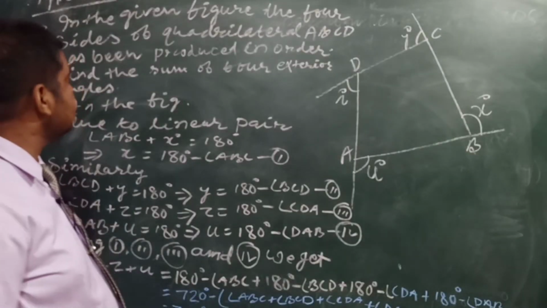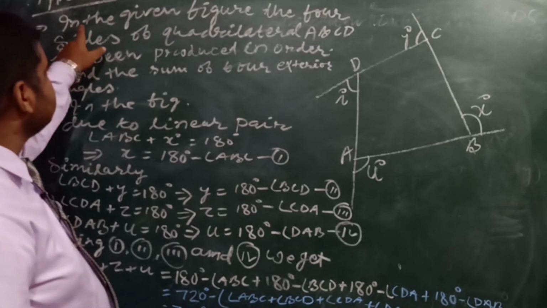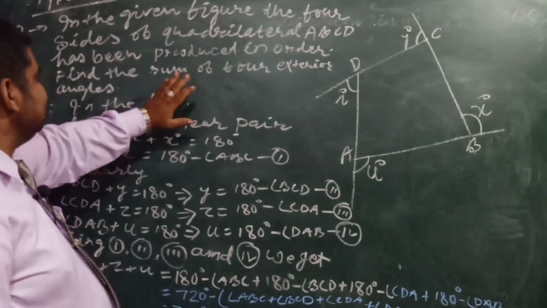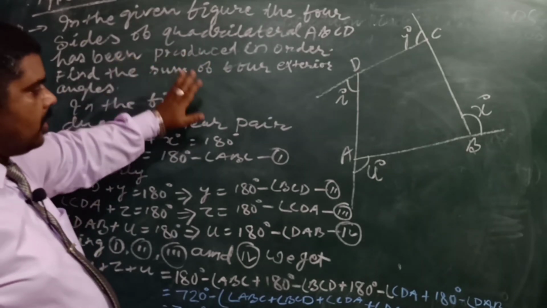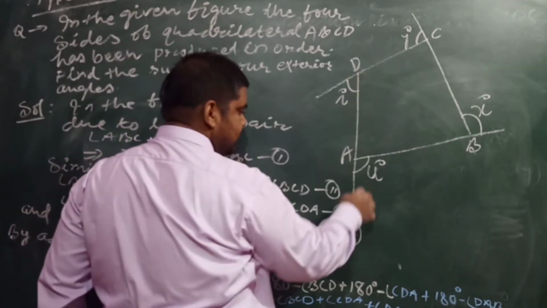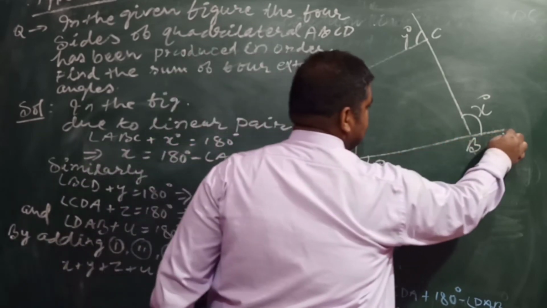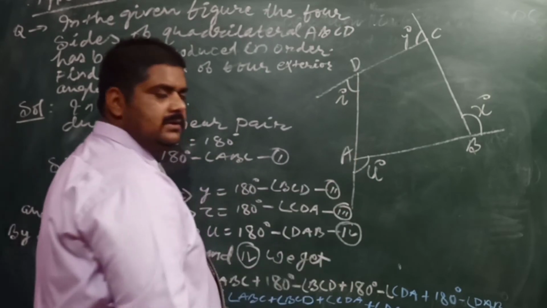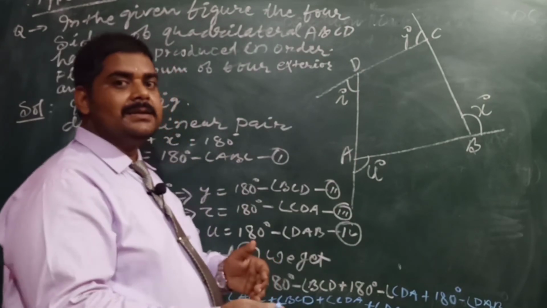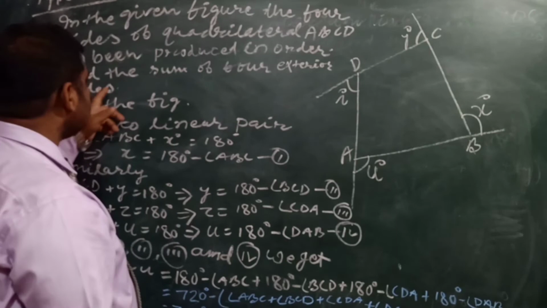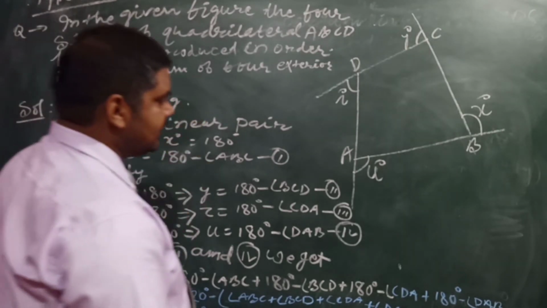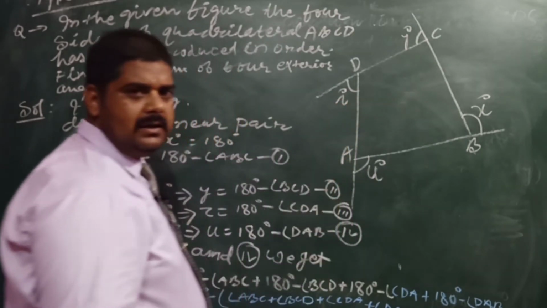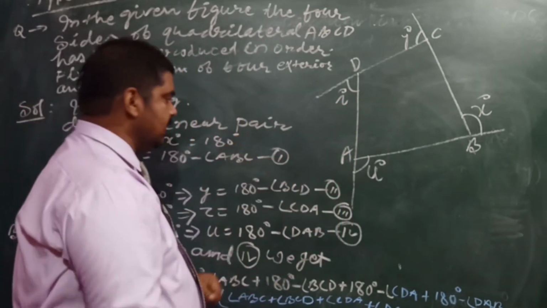My dear student, in this question, in the given figure, four sides of a quadrilateral ABCD have been produced in order. You can see that actually all the sides have been produced in anti-clockwise order. Find the sum of the four exterior angles. You need to find the sum of these exterior angles which are formed in this figure.